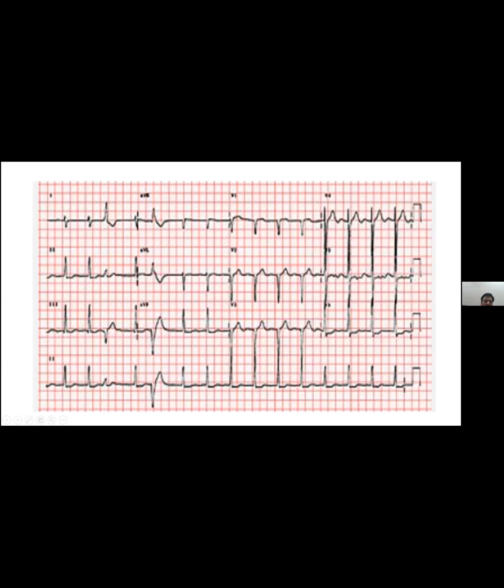See another example. Here lead 1 is negative. Lead 2 and AVF are positive. Your patient has right axis deviation. So we stop with this. And in this class, we understand right axis deviation and left axis deviation.